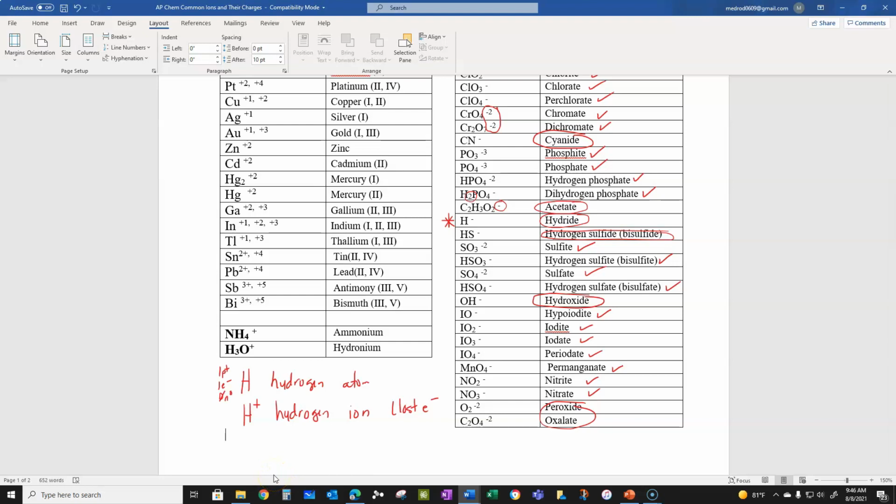But what if you actually let it gain an electron? Okay, so we call that negative 1. Anytime they gain, the ending of the name changes. Okay, so we call this hydride ion. So instead of losing an electron, it gained an electron. Okay, nothing difficult about this.